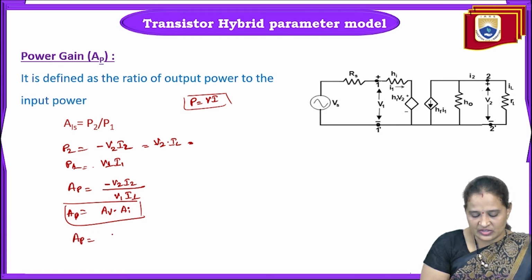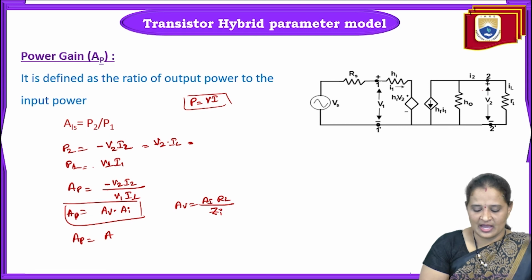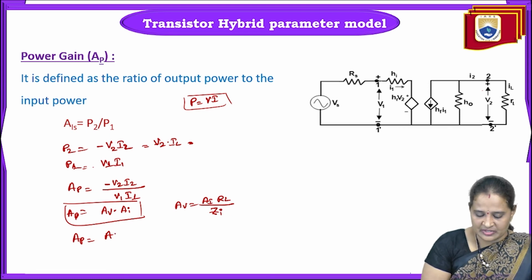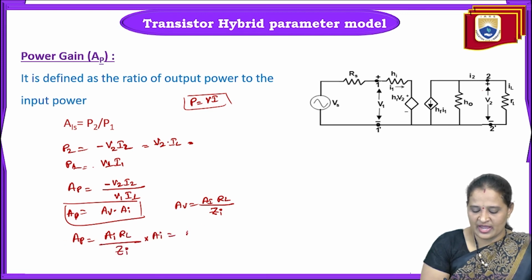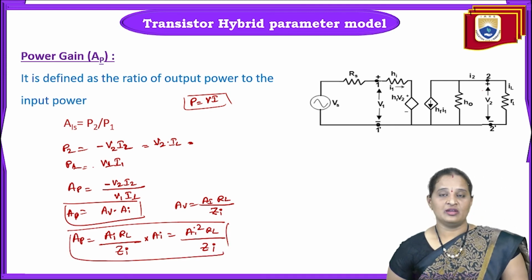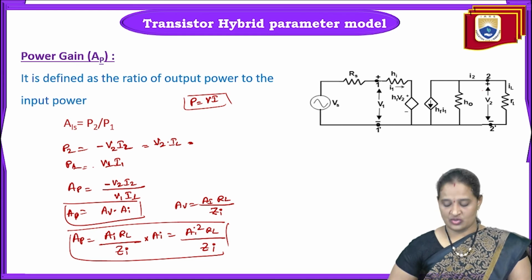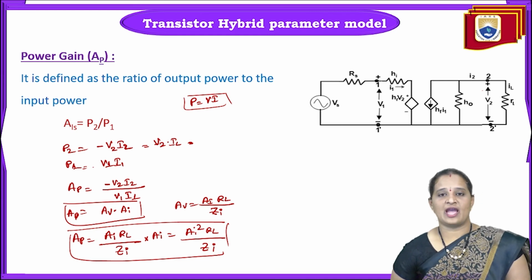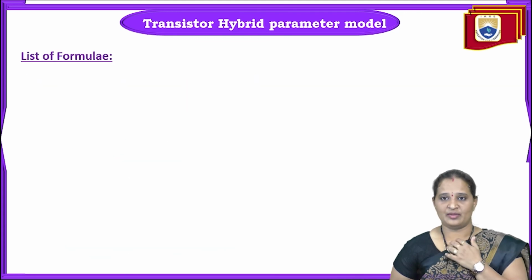So AP is equal to AV into AI. What is AV? AI into RL divided by ZI. Now we substitute that: AI into RL divided by ZI, into AI. So I can write this as AI square into RL by ZI. This is the formula for power gain. These are all the characteristic parameters of a transistor amplifier calculated using the hybrid parameter model.